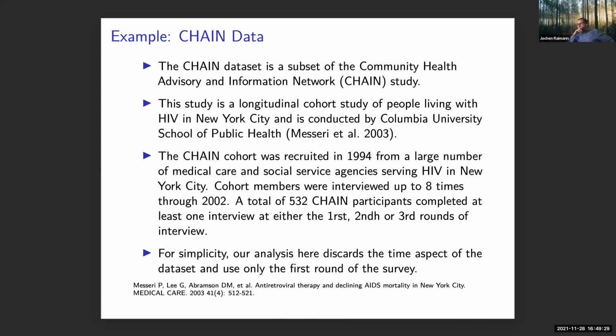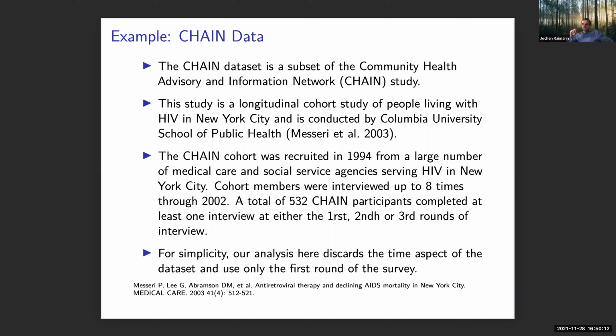Good. So the chain data is a subset of the Community Health Advisory and Information Network study, the chain study. It's a longitudinal cohort study of HIV-infected individuals in New York City, conducted by Columbia University, and recruited in 1994 from a large number of HIV patients from medical and social service agencies in New York. They were interviewed up to 8 times, and 532 chain participants completed at least one interview, either the first, second, or third round of interview.